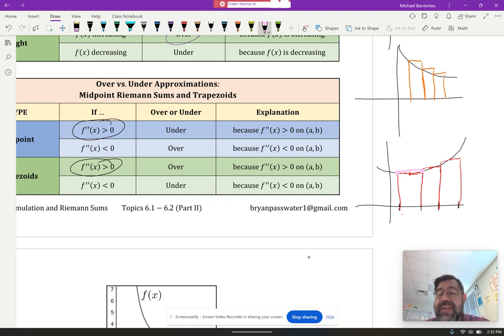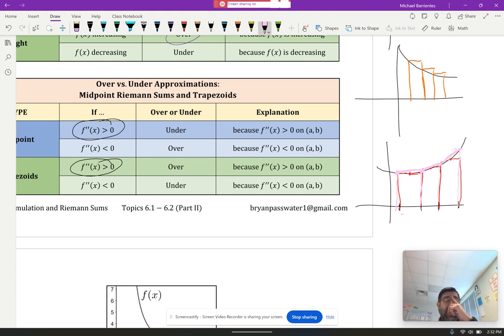Now, if I look at a trapezoid, I would say, find the endpoint y values, connect the dots. I'm sorry, that went a little bit too high. And then this would be the trapezoid. And it would say, okay, now use that one, and that would be the trapezoid. That would be an overestimate.